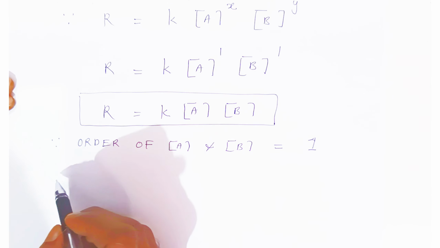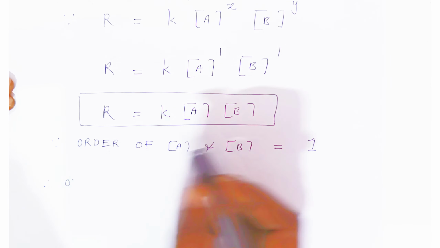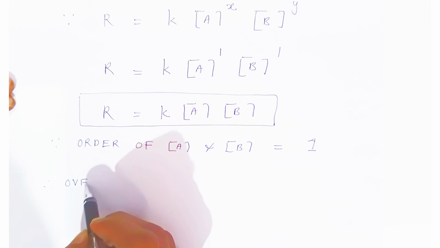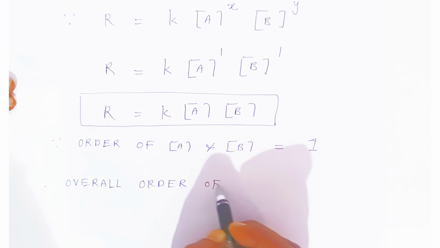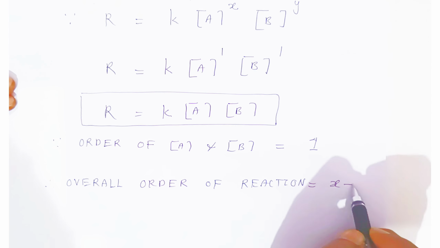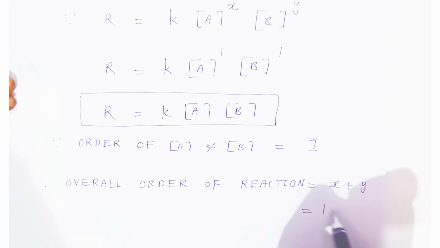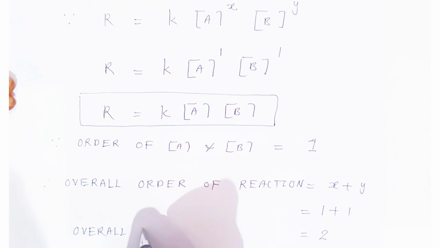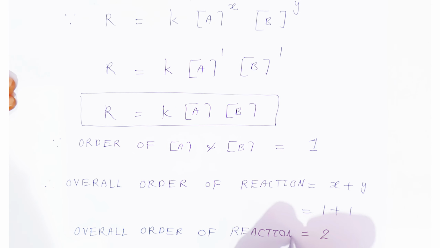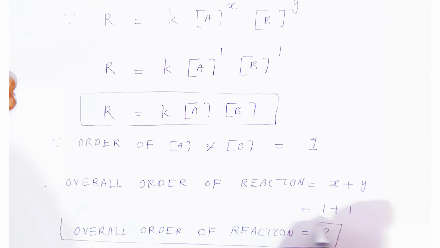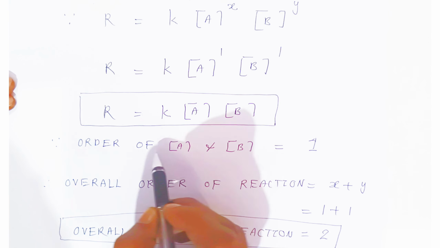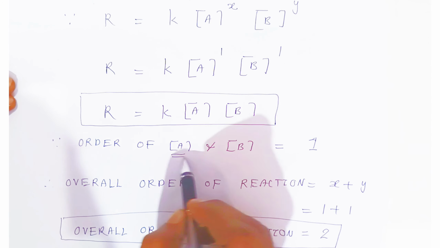Now, students, when you write down the overall order, you have to add the orders of the individual reactants. So the overall order is nothing but x plus y. Here x value you have got 1 and y is also 1, so in total you are getting 2. So the overall order of the reaction will be 2. This is a second order reaction, and the individual orders of reactants A and B will be 1 and 1.